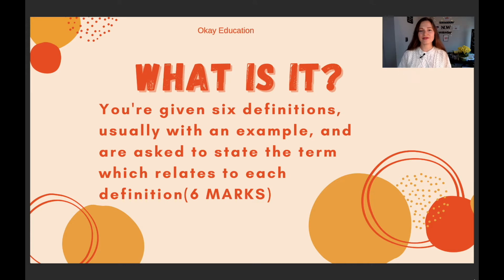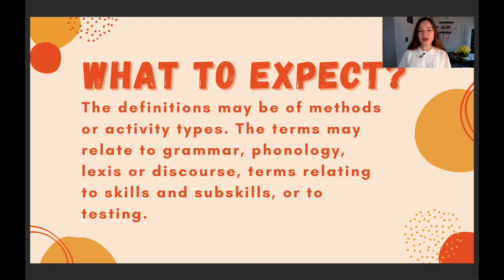First of all, let's clarify what it is. So, what is it? Paper 1, Task 1. You're given 6 definitions, usually with an example, and you're asked to state the term, which relates to each definition. Overall, you can get 6 marks for this task, and obviously you understand that you don't need to spend more than 5 minutes.